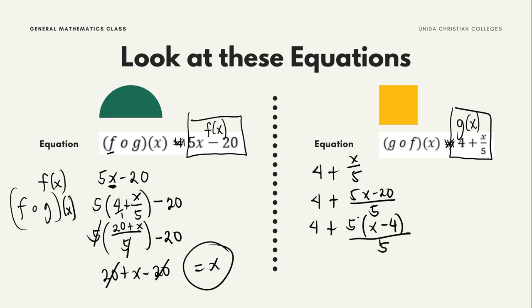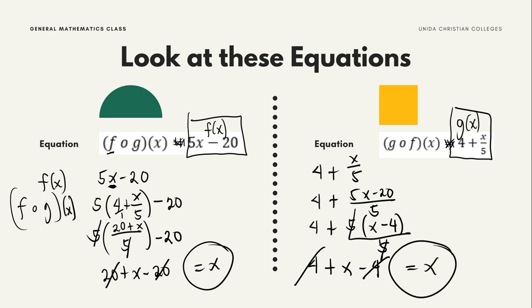So, bakit naging x minus 4? Finactor out natin si 5. Natira sa loob is x tsaka negative 4. Since when we multiply 5 times x, that is 5x. 5 times negative 4, that is negative 20. And then after that, we can cancel out 5. So, matitira, we have 4 plus x minus 4. 4 minus 4, that is 0. So, natira po natin ay x.